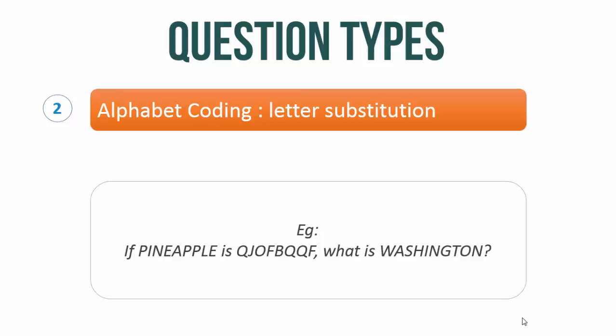For example, here in this particular question, pineapple has its letters substituted so it reads something else, and you are asked what Washington will convert to. Now again, if you look at this, each alphabet in pineapple is replaced by the following alphabet. For instance, P is replaced by Q, I is replaced by J, A is replaced by B, and so on. By that same logic, Washington shall transform to this.